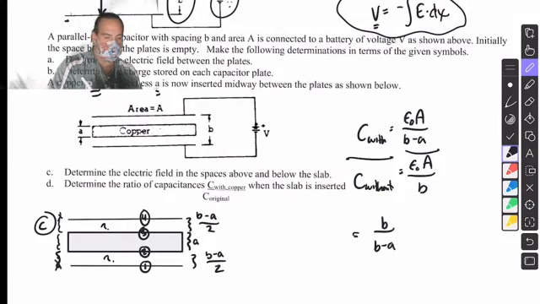Maybe. Is it? I don't think so. It's with copper to copper, right? Or with copper to original. So yeah, no, that'll be it.